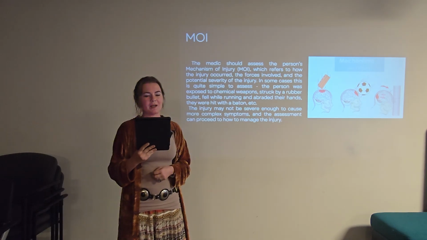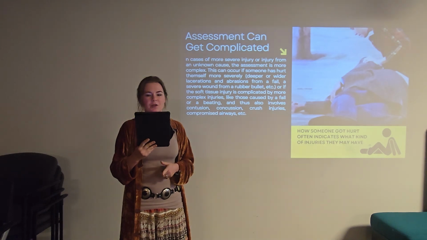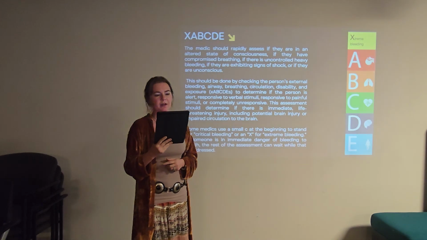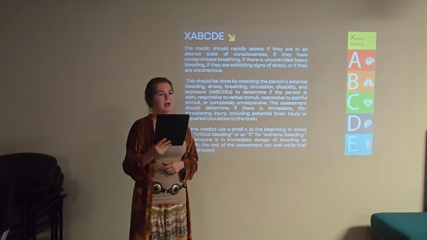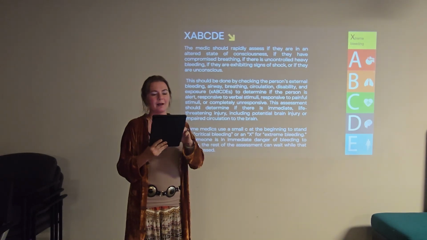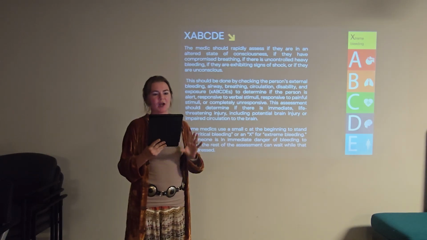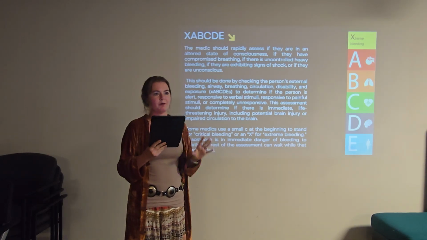This should be done by checking the person's external heavy bleeding, also called extreme bleeding, airway, breathing, circulation, disability, and exposure. To help you remember, this is the XABCDEs. The medic should not focus on the contusions at first, but check for these other critical problems in order.